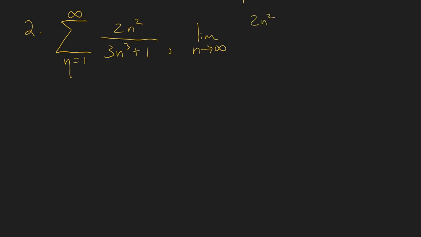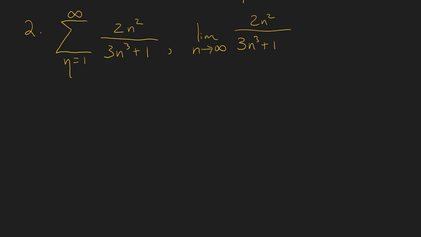In the next example, we have the sum from n equals 1 to infinity of 2n squared over 3n cubed plus 1. And we can apply now the nth term test. So we say the limit as n approaches infinity of 2n squared over 3n cubed plus 1. If we evaluated this directly, we would see that we would have an indeterminate form, infinity over infinity.